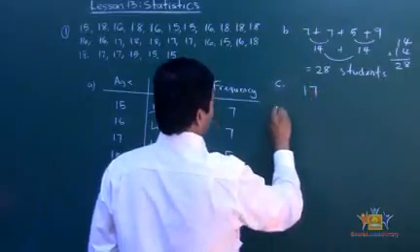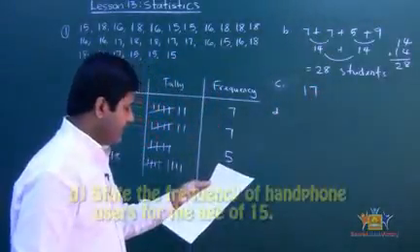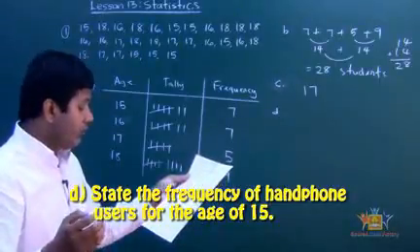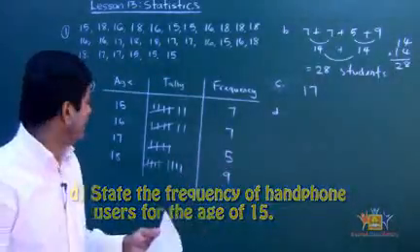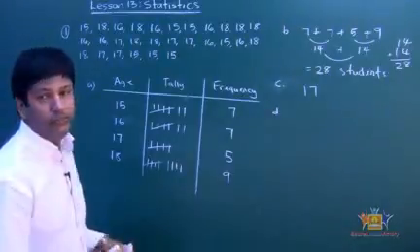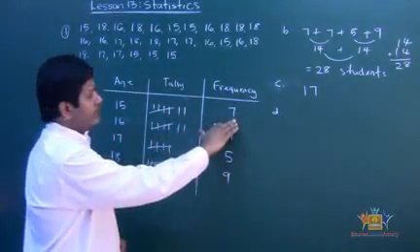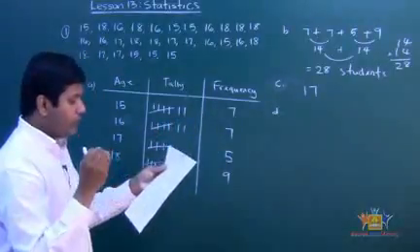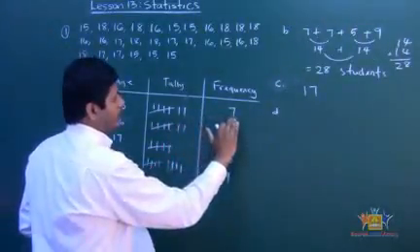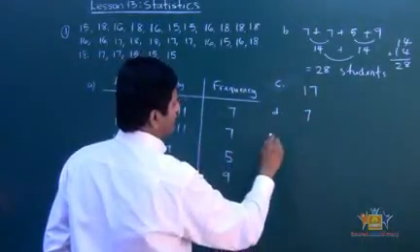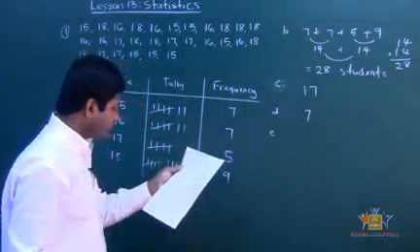Okay, so D. Now D says, state the frequency of handphone users for the age of 15. What is the frequency for the age of 15? 7. See that? They're asking for the frequency. So the frequency for the age of 15 is 7. There you go, 7.